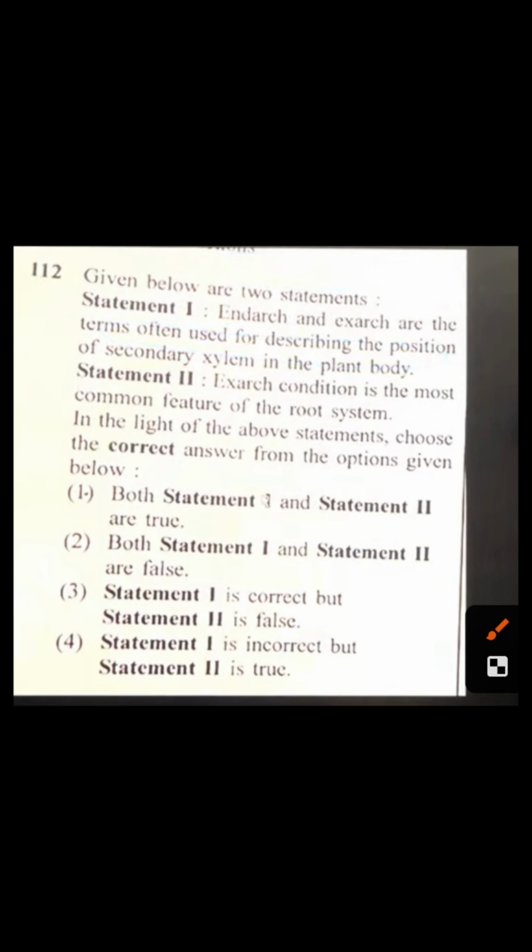Statement 1: Endarch and exarch are the terms often used for describing the position of secondary xylem. No, primary xylem. So statement 1 is incorrect. Second statement: exarch condition is the most common feature of the root. So second statement is right. So correct option will be 4.